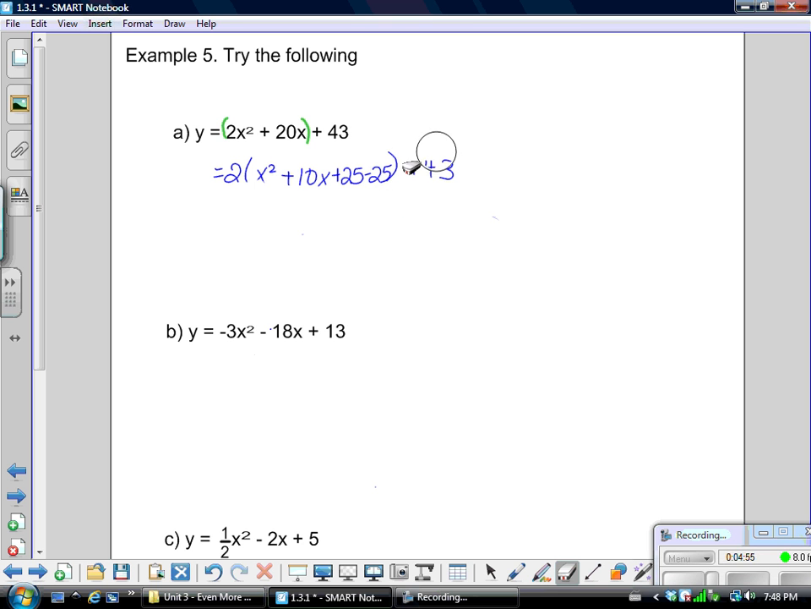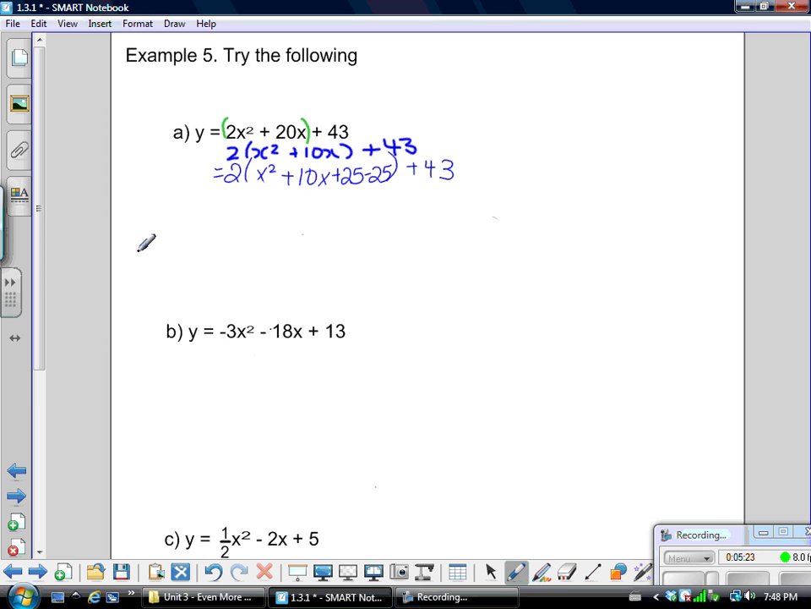Actually, I put too many steps in there. I think I would prefer you to pull out the 2, we have an x squared plus 10x, close the bracket, plus the 43. Then I would take half of the 10, square it, so that's 25, and subtract 25.